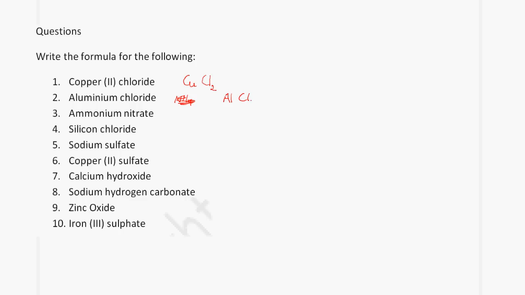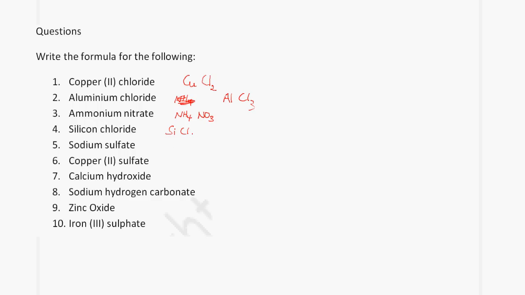Ammonium nitrate is NH4 for ammonium and nitrate is NO3. The valency of ammonium is 1 and the valency of nitrate is 1. Therefore, we don't have to do anything. So the formula for ammonium nitrate is NH4NO3. Next one is silicon chloride. Silicon is Si. Chloride is Cl. Silicon has a valency of 4 and chloride has a valency of 1. So if we swap it, we will get SiCl4.